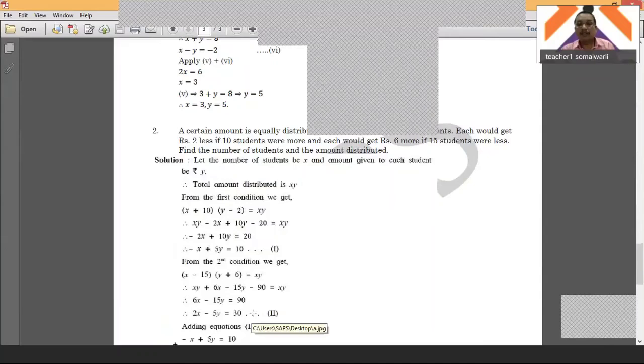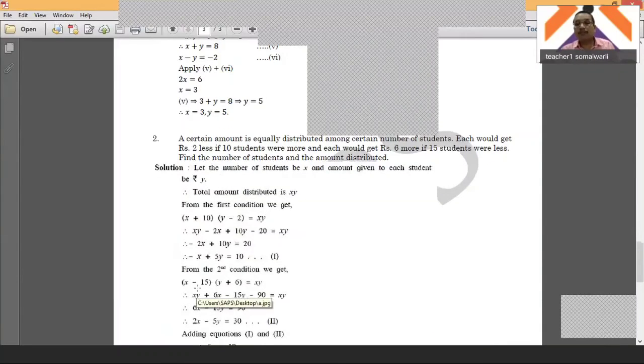Now, from the second condition, that if the number of students were less by 15, the new number of students is x minus 15 and each student would have got rupees 6 more. That means the contribution given to each student is y plus 6 rupees, and so the total amount is (x minus 15) into (y plus 6), but the total amount remains constant, so it was xy. On simplifying both the bracketed terms, that you know how to multiply, it gives xy plus 6x minus 15y minus 90 is equal to xy.